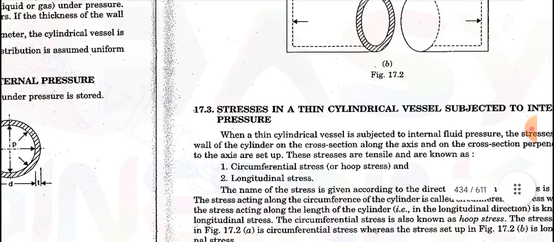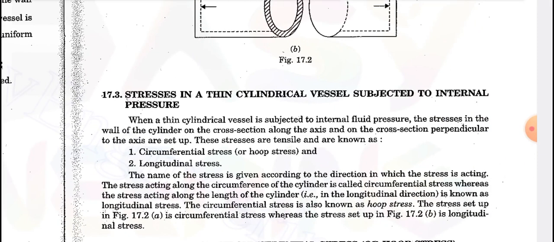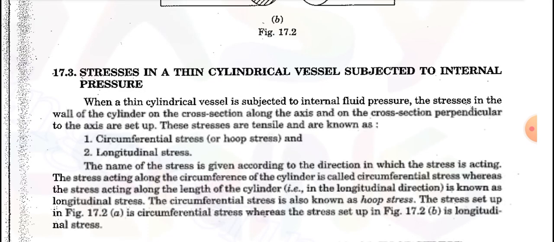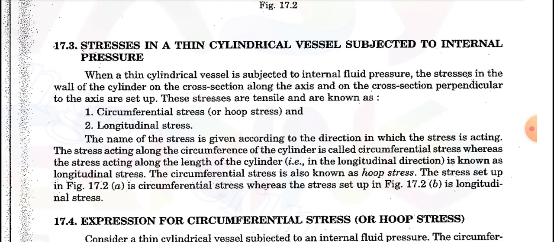The stresses in a thin cylinder vessel subjected to internal pressure: when a fluid or some medium is flowing inside the cylinder, some stresses are generated inside the cylinder. These stresses are tensile, and they are classified into two types. One is the circumferential stress, which may be called the hoop stress. The other is the longitudinal stress. Let us discuss what is meant by circumferential stress and longitudinal stress.